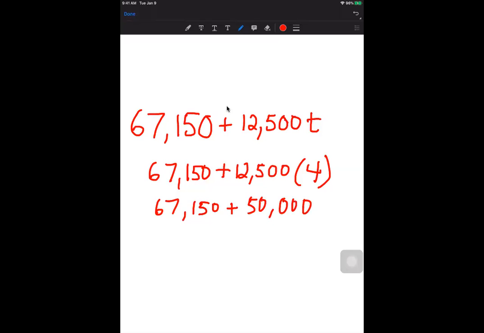We're going to add up. And what do we get for a final answer? 117,150. Good. 117,150. And then what would we label this? Miles. Wonderful. Good. Are there any questions on any of the other homework problems?